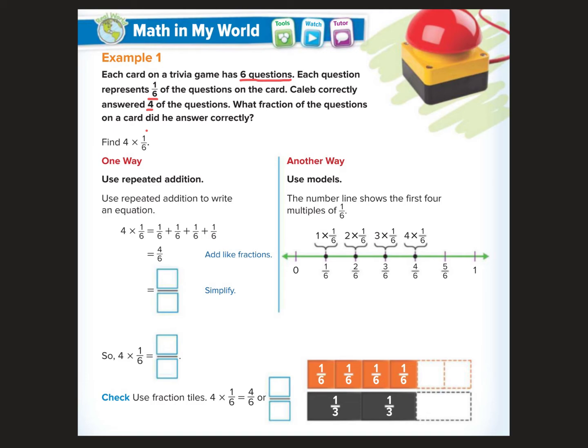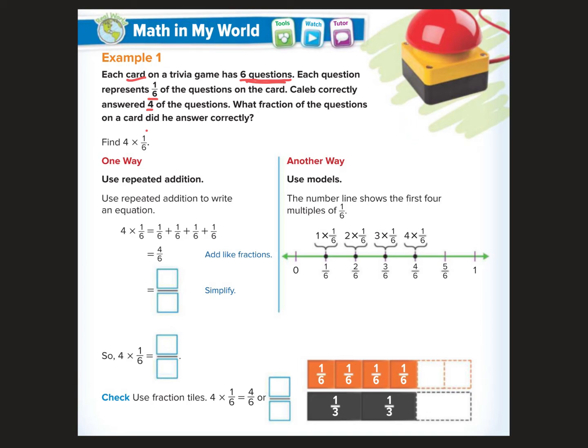I know you guys are probably sitting here saying, wow, this sounds tricky, but listen. If each card has 6 questions, that means there's a total of 6 questions. That means each question is worth 1/6 of the questions on the card, right? If I answer 2 questions, 2/6. 3 questions, 3/6, and so on. Okay, so if we think of it that way, maybe it's not quite so difficult.